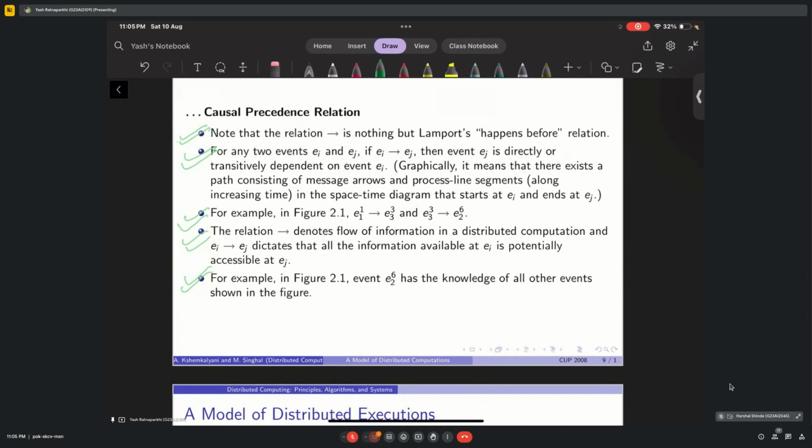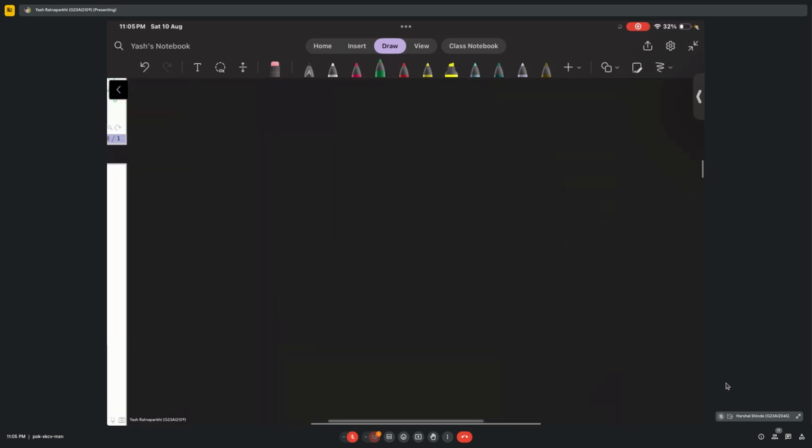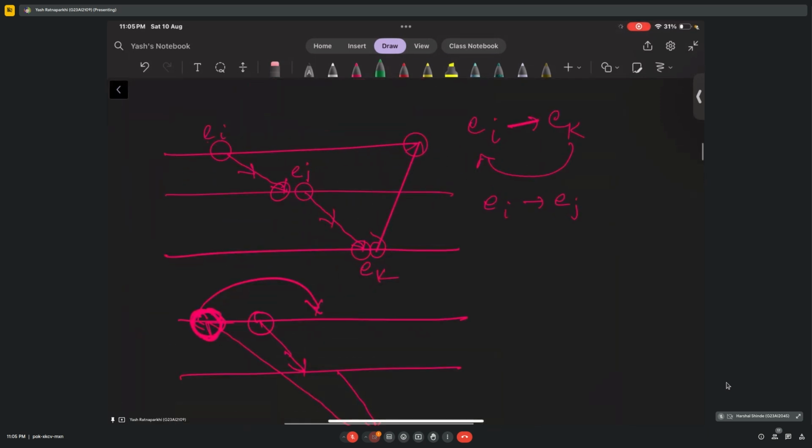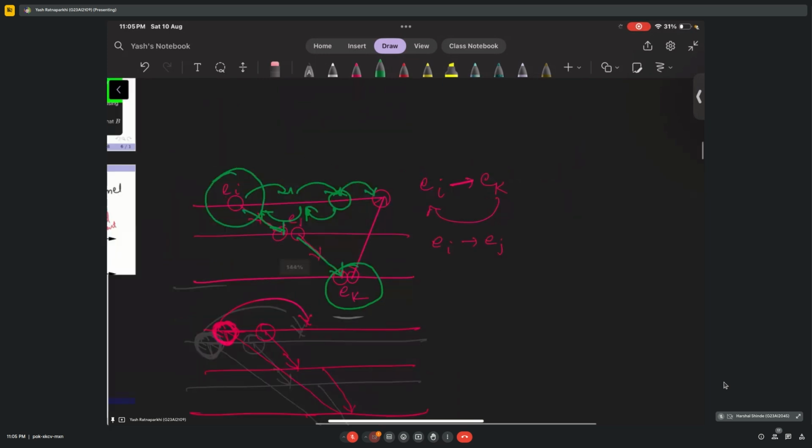Then the relation denotes the flow of information in distributed computing, and Ei gives Ej dictates that all the information available at Ei is potentially available to Ej. Look, what is happening is, when we see the graph, here a message is passed from here to here, that means information of state is getting passed. So Ek will get all the available state information from Ei. Basically, the further ahead the events move, all the events will get the information of their past events. This is how things are working.